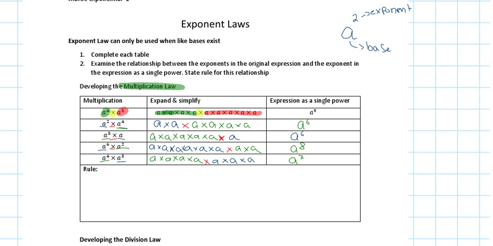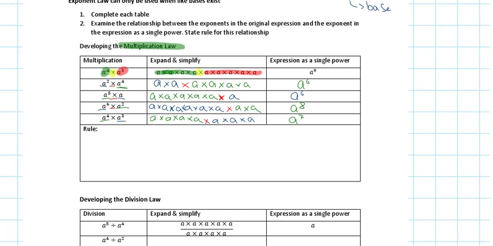Okay? So what I'm doing here, number one, I have to make sure that I have the same base. If I don't have the same base, it doesn't work. I keep my base, and I add my exponent. That's whenever I have multiplication. So the rule is, if you have multiplication, then you're going to keep the like base. In this case, my like base is a, and I'm going to add the exponents.